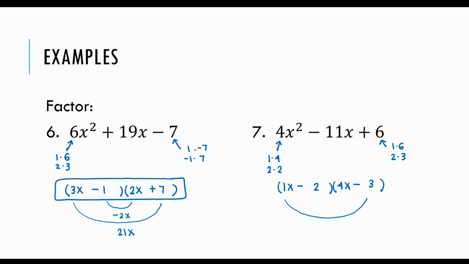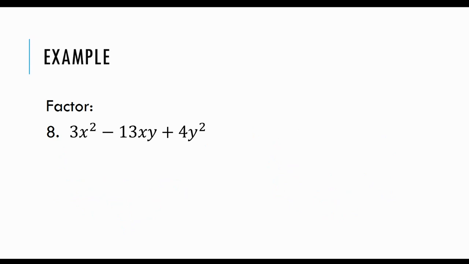Now I want to do my checking. I'm going to multiply the outside terms together. 1 times -3 is -3, and there's an x with that. I multiply the inside terms together. -2 times 4x is going to give me a -8x. Sorry, my pen's going weird. And then if I add those together, I will get the middle term of a -11x. So I know that I factored that correctly.